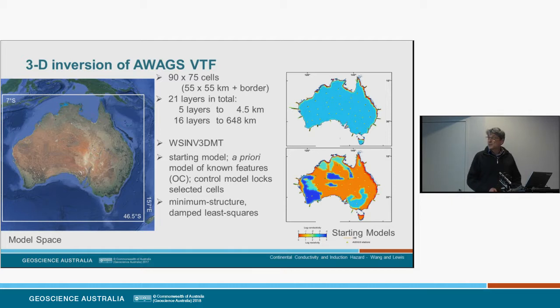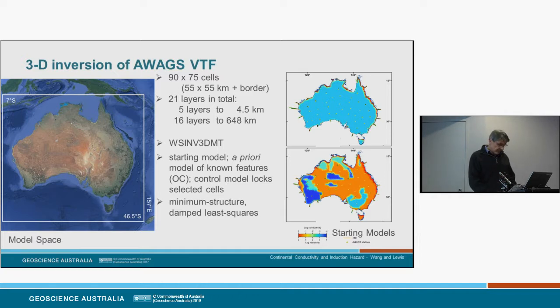A starting model which was essentially a one-dimensional layered model representing typical conductivity values. An a priori model, which is shown here in the blue, which I'll refer to as the ocean continent or OC model, which sets typical values for conductivity on the land and the ocean and incorporates ocean bathymetry into that. There's also a control model which holds some of the well-defined cells to be constant, namely that the ocean cells were unchanged in the inversion process.